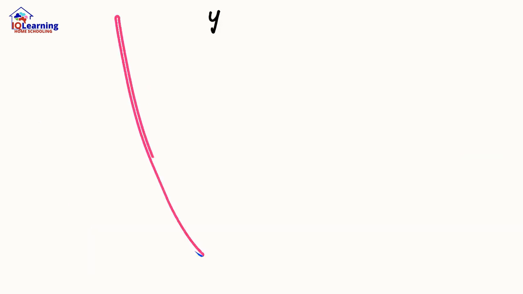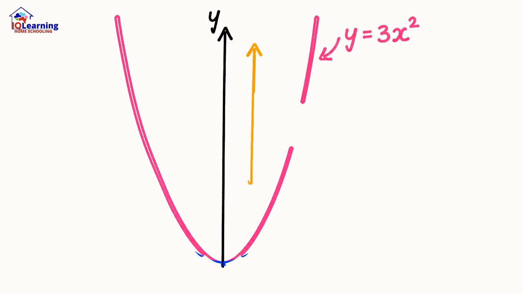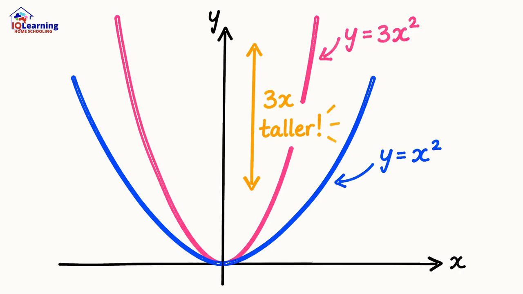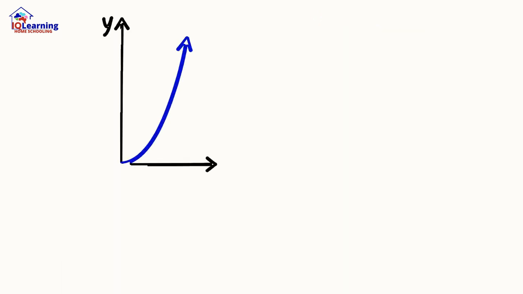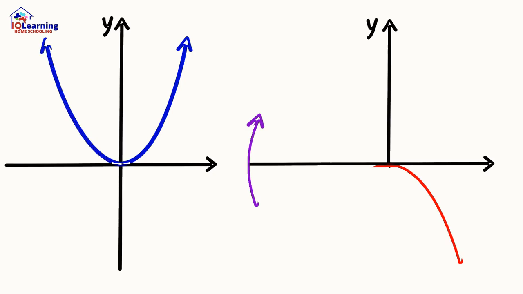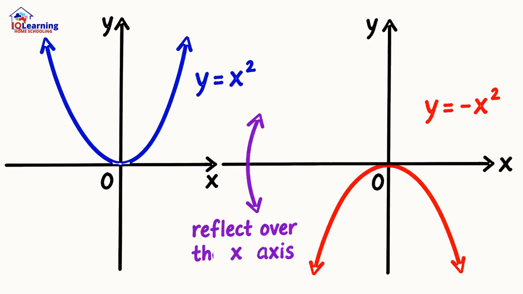Next are dilations, stretching, or squashing. Multiplying the entire function on the outside, like y equals 3 times x squared, makes the graph 3 times taller. It's a vertical stretch. Flipping the graph is just as direct. A negative sign on the outside, like y equals negative x squared, reflects the entire graph upside down over the x-axis. Once again, outside changes are vertical, and they do exactly what you expect.